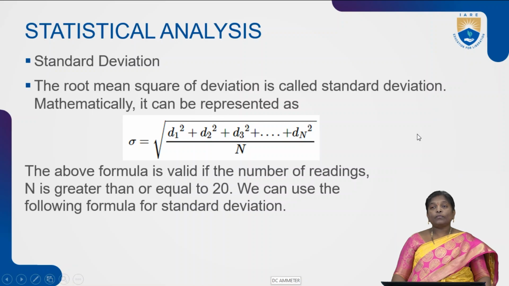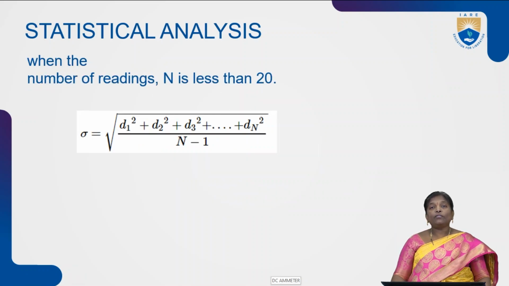If you take the number of readings which are greater than 20, we have to consider total number of readings. If the number of readings we are taking are less than 20, then we can represent the standard deviation as sigma equal to square root of d1 square plus d2 square plus d3 square plus and so on dn square by n minus 1.